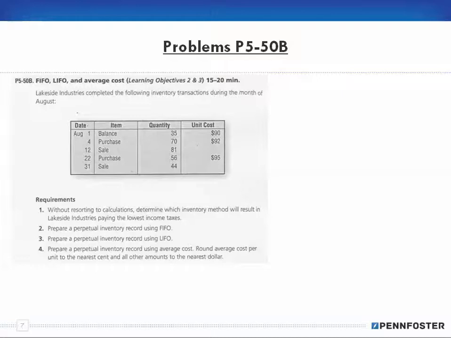Okay, so let me get my pen here. And it says here, Lakeside Industries completed the following inventory transactions during the month. So there's not too many transactions here. And requirements: 1, without resorting to calculations, determine which inventory method would result in Lakeside Industries paying the lowest income taxes. Okay, that's very simple.